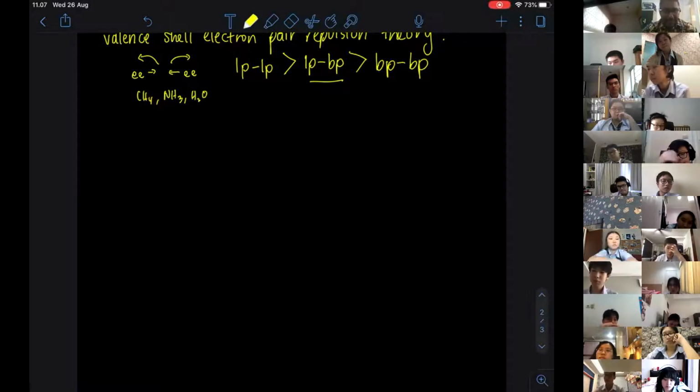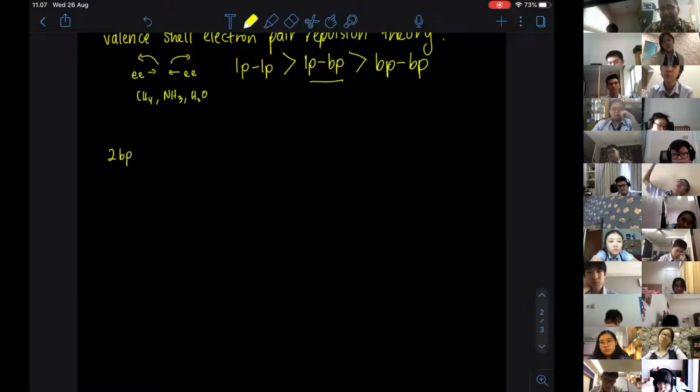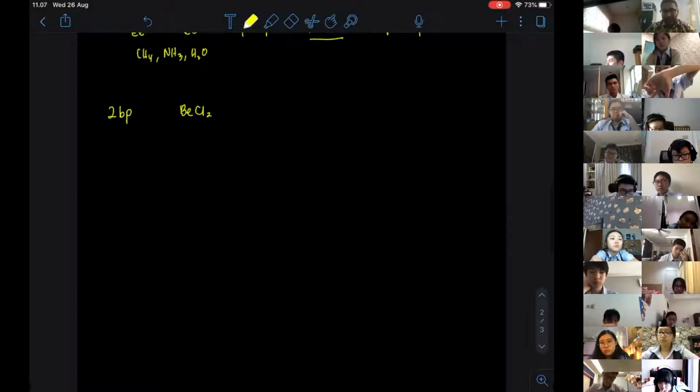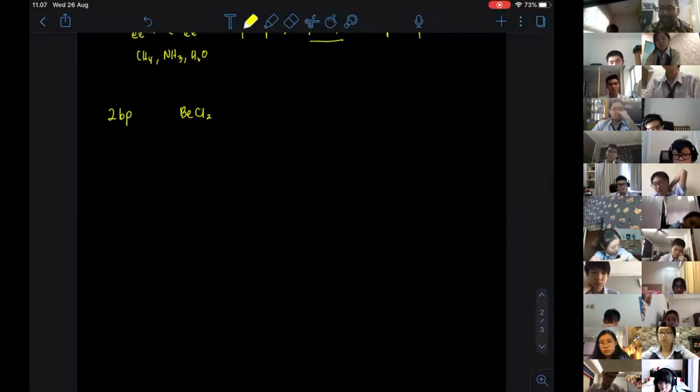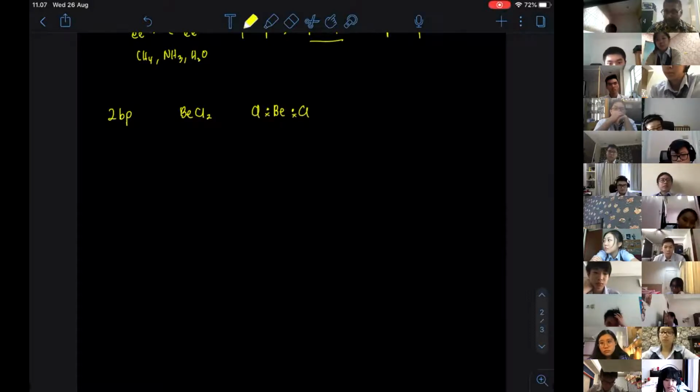The important part for now: if I have a molecule that has two bonding pair, an example of those molecules will be BeCl2. Just now we went through this example. So what is going to be the shape and the bond angle? You need to know. Beryllium is group 2, so something like this. So Cl, Cl. I'm not going to draw everything.